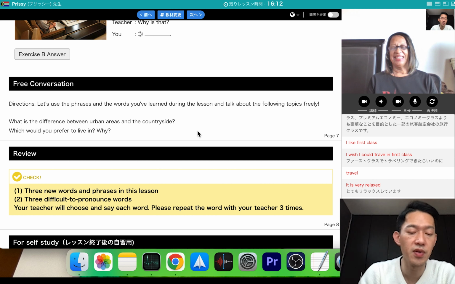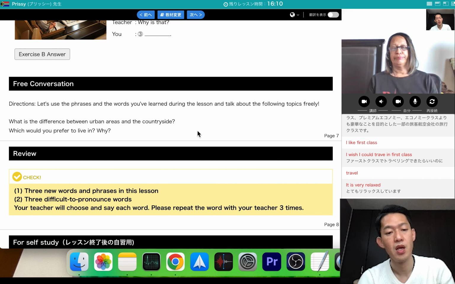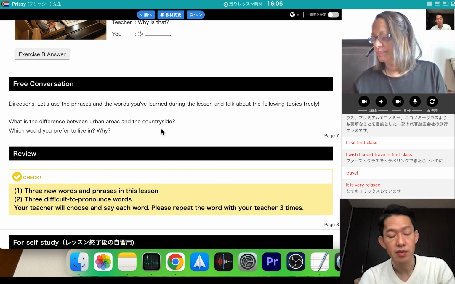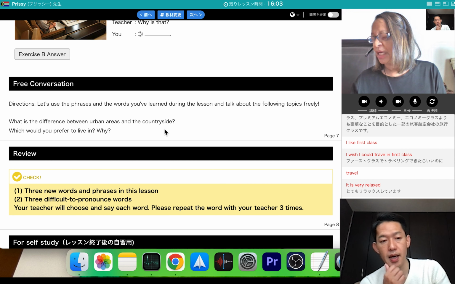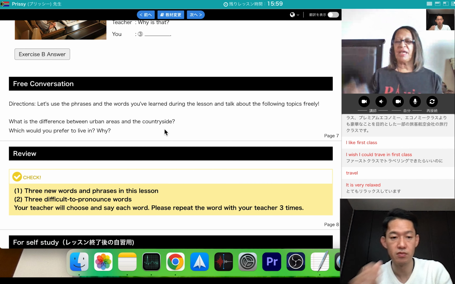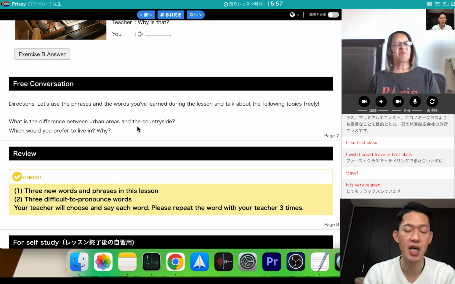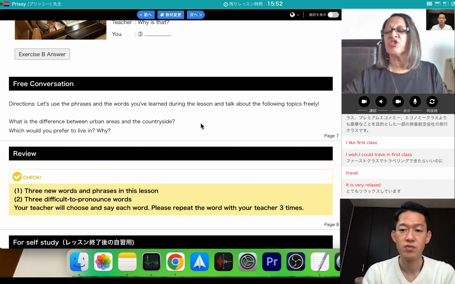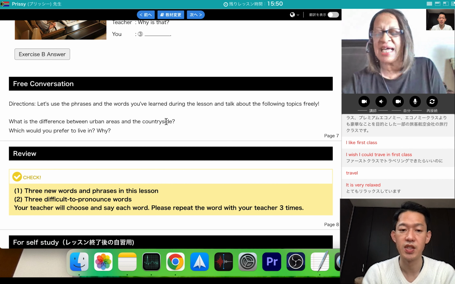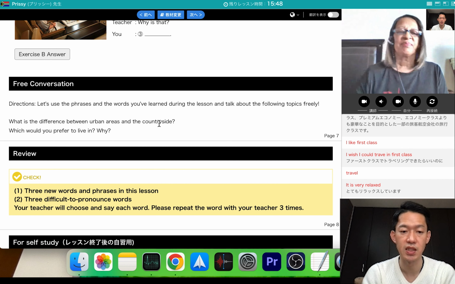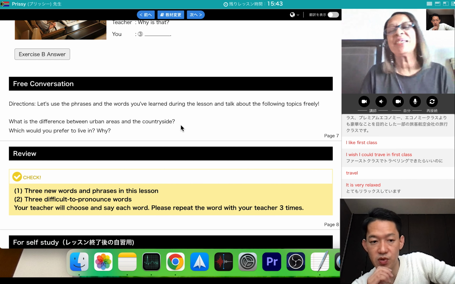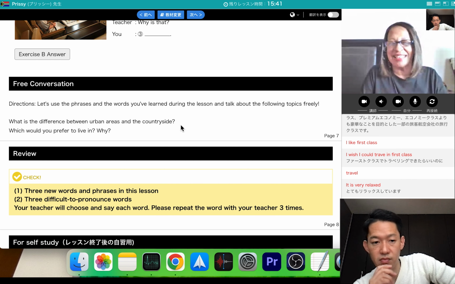What is the difference? Urban area. Urban areas means like, you know, city. When you're living maybe in Tokyo. Countryside is when you maybe living in the rural area or the countryside. Yes, okay. I see. So what do you think is the difference between the urban areas and the countryside?